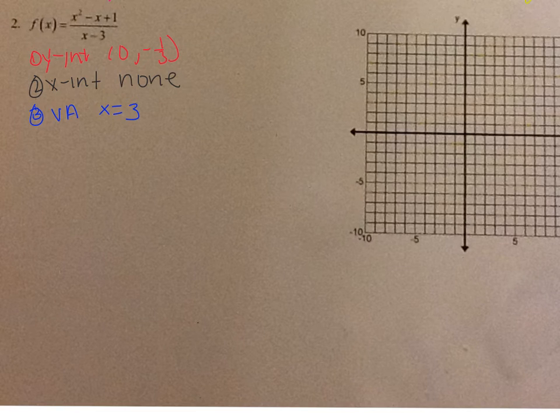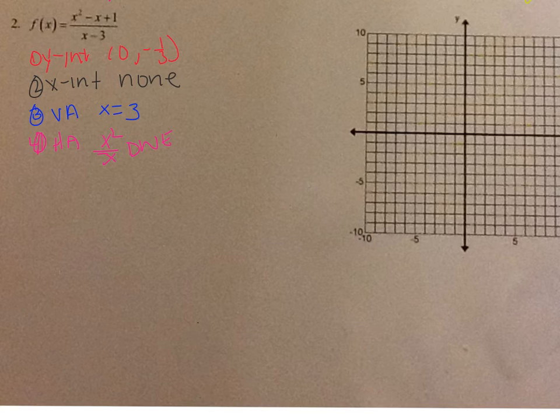Next I want my horizontal asymptote. I have an x squared over an x, so that does not exist when the exponent in the numerator is bigger than the denominator. So it does not exist. And I want my slant asymptote.